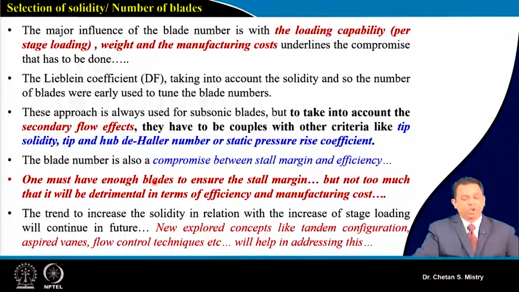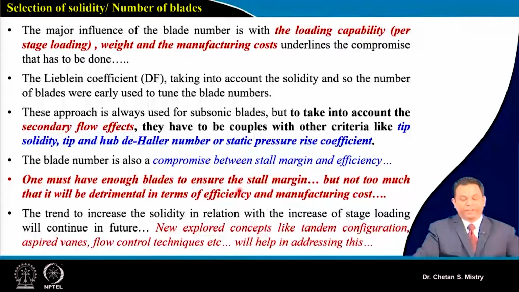Okay, so blade number is a compromise between your operating range as well as your efficiency. Now it says one must have enough number of blades to ensure the stall margin, but not too many blades, as that will have a detrimental effect on efficiency and manufacturing. So you need to play with these numbers.